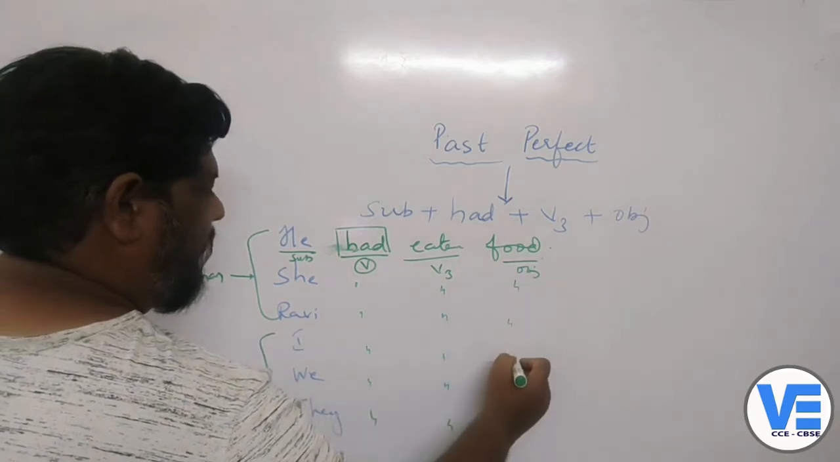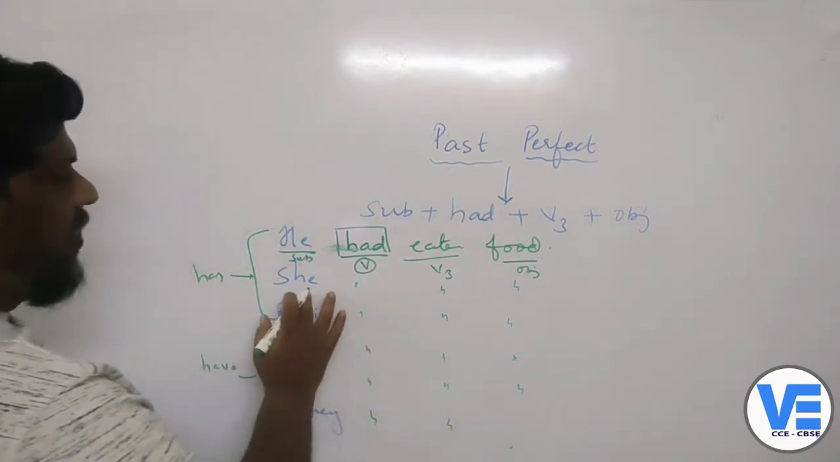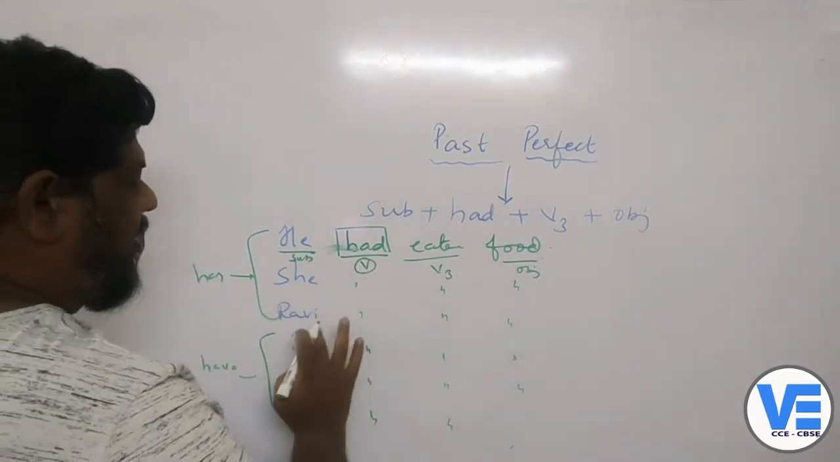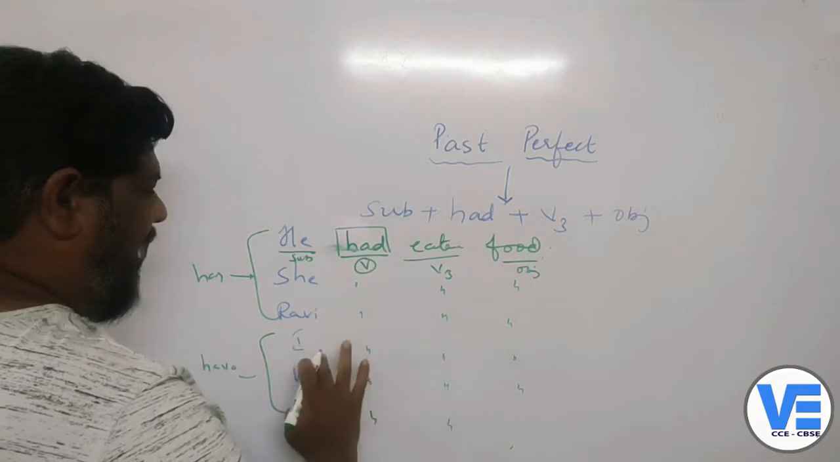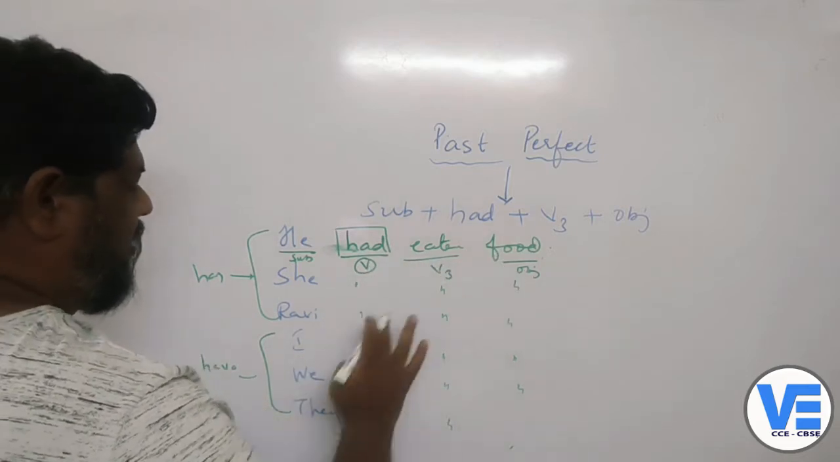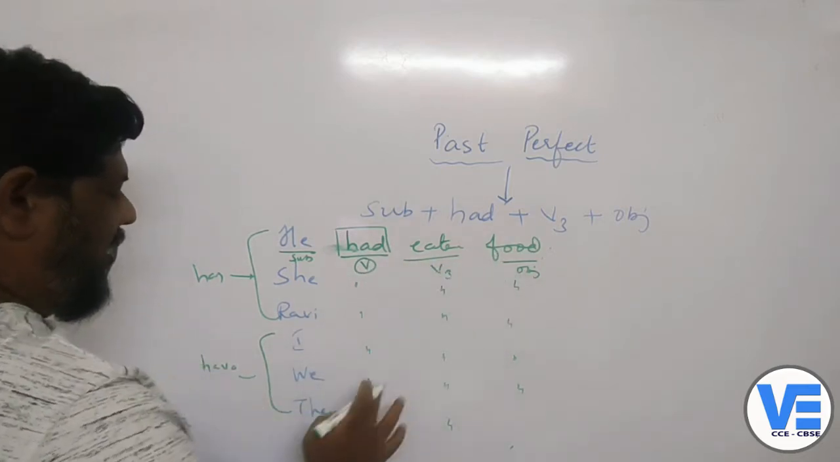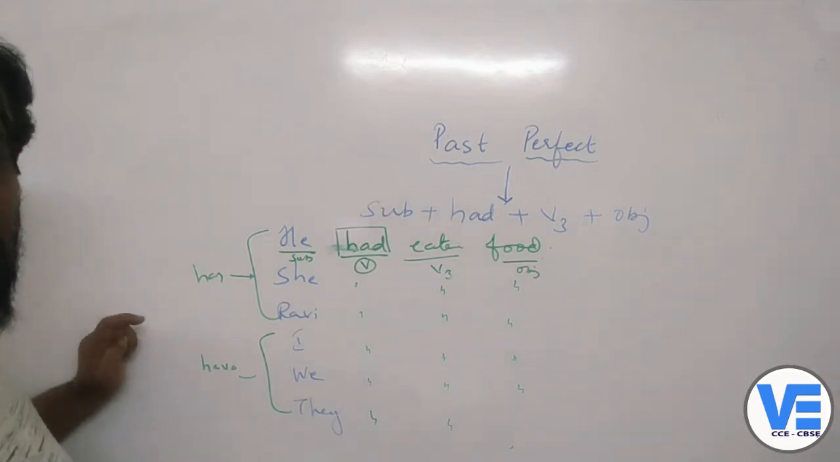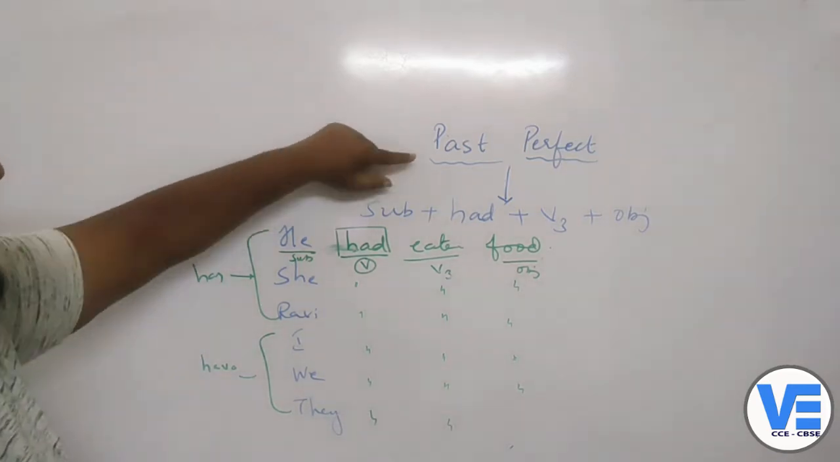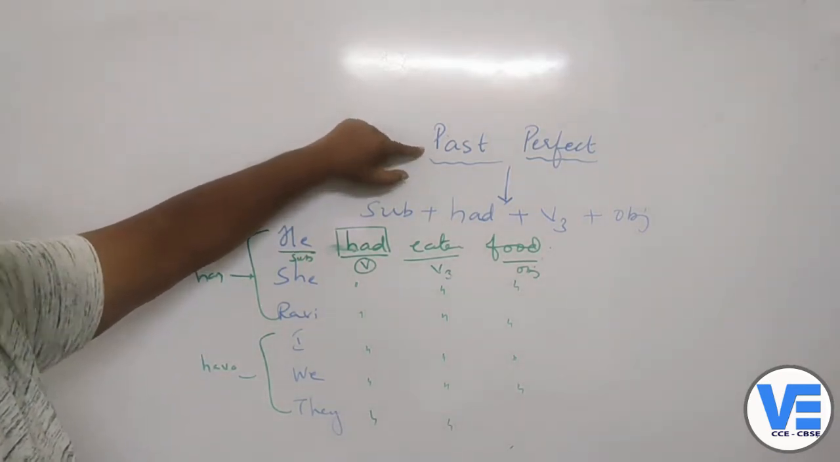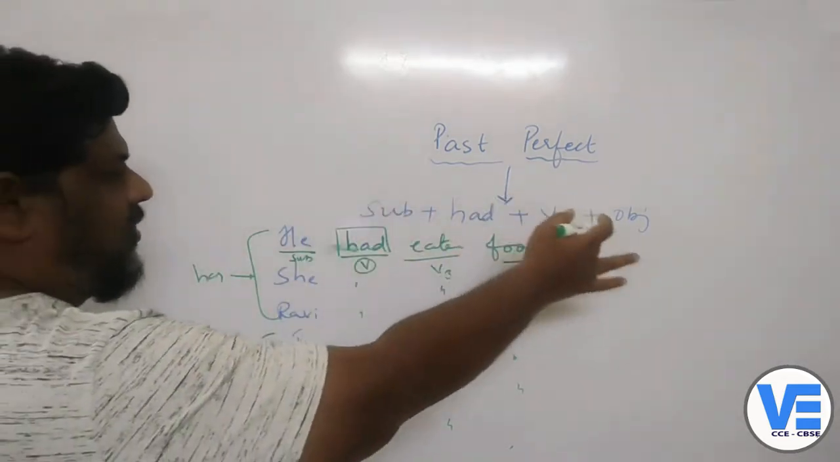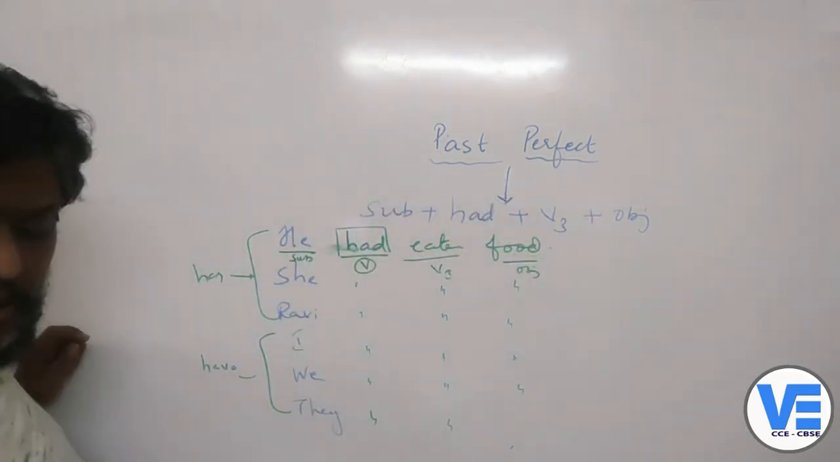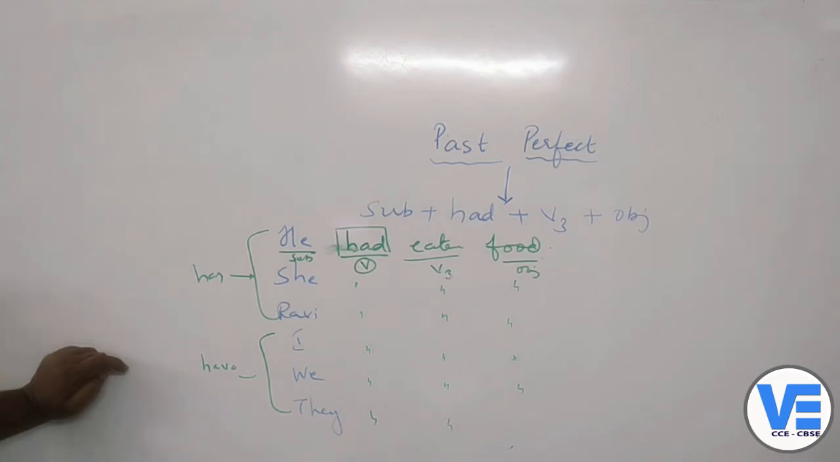We'll see now. She had eaten food. Ravi had eaten food. I had eaten food. We had eaten food. And they had eaten food. So this is how you will write the past perfect, right? This is the example you can write. I'll give you one more example also.